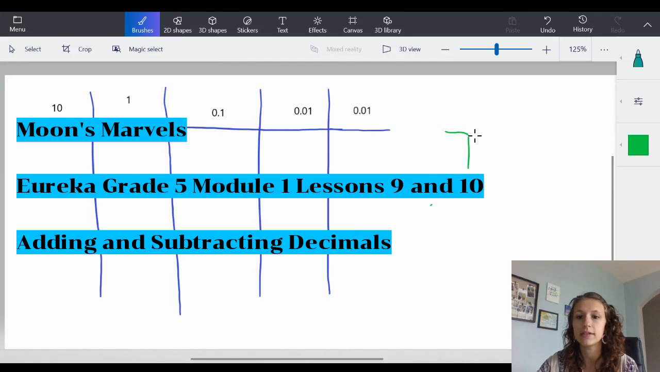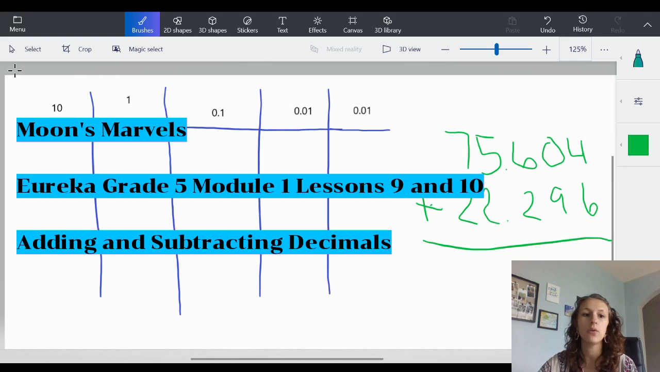We're going to think about 75 and 604 thousandths, and we're going to be combining that with 22 and 296 thousandths. All right, so here we go. We have this written in our standard algorithm. We're now going to show both of these values on our chart. So I would have 75. There's my 70, there's my 5, 6 tenths, 0 hundredths, and 4 thousandths.